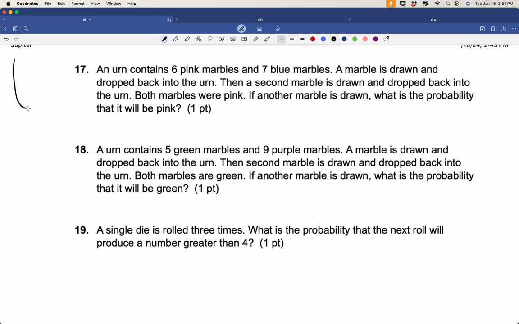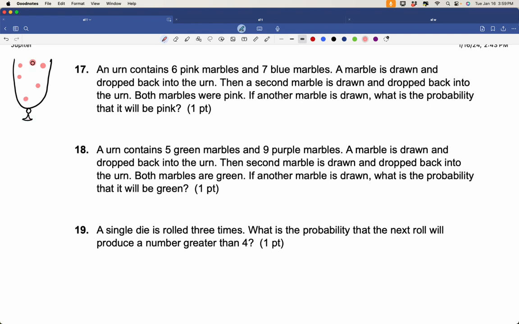So for number 17, we have an urn. We're going to make it a little fancy. A little urn like that. And it contains 6 pink marbles. 1, 2, 3, 4, 5, 6. That one's kind of skimpy.